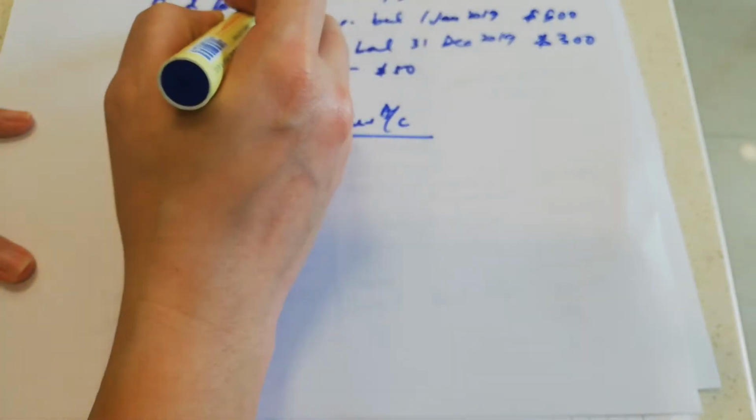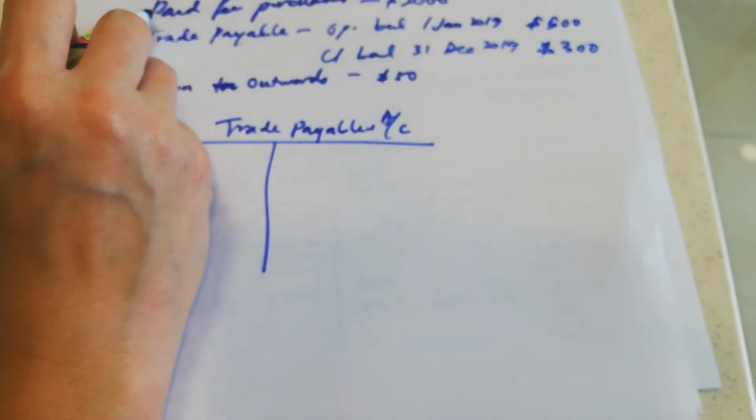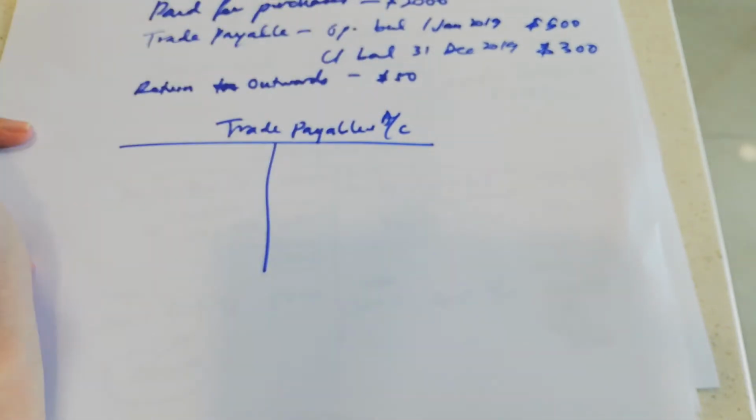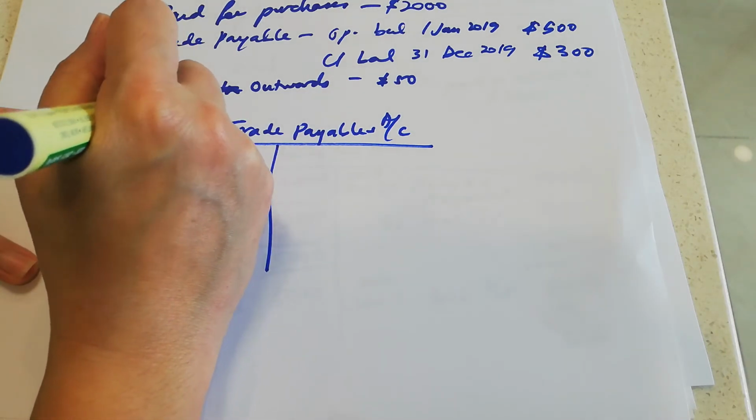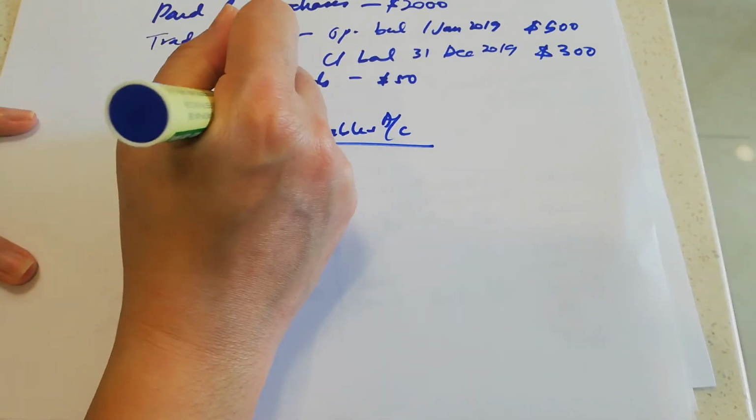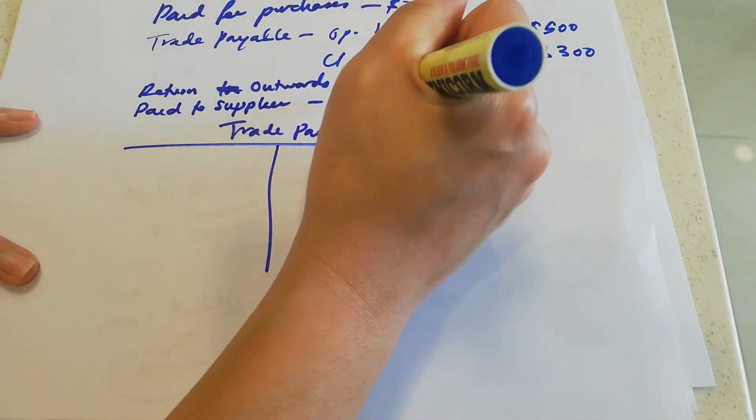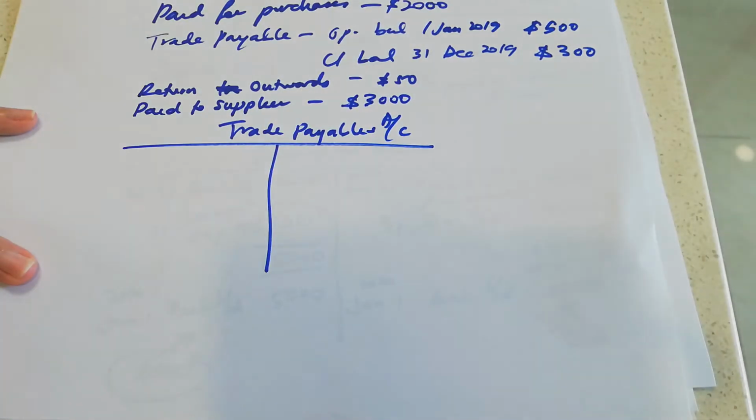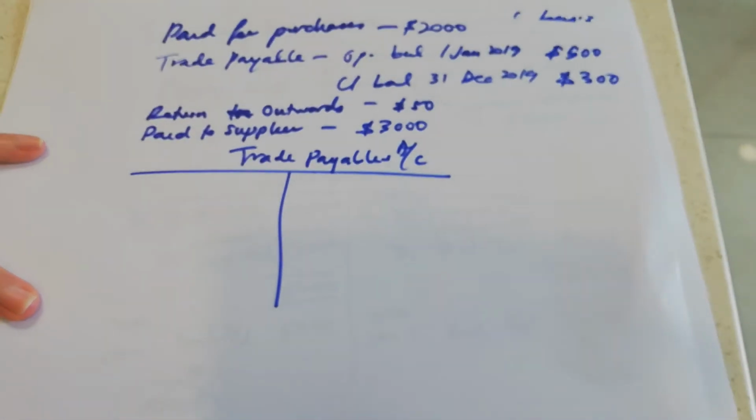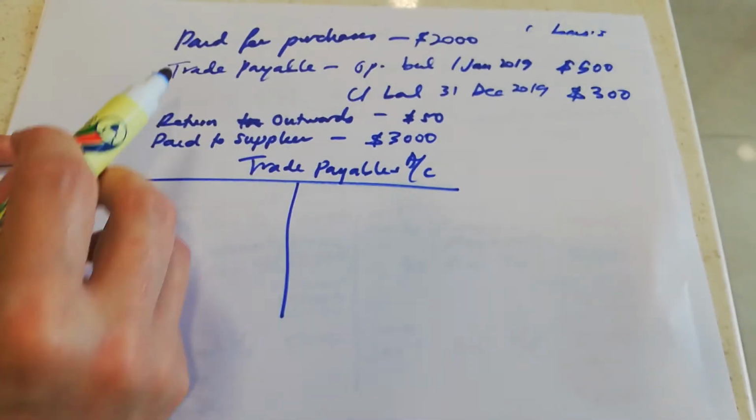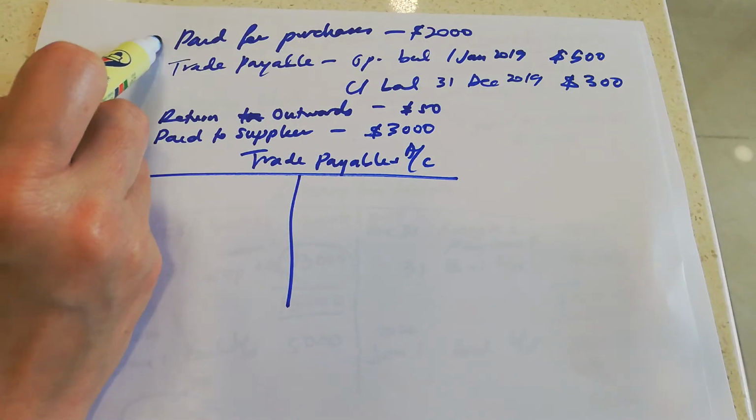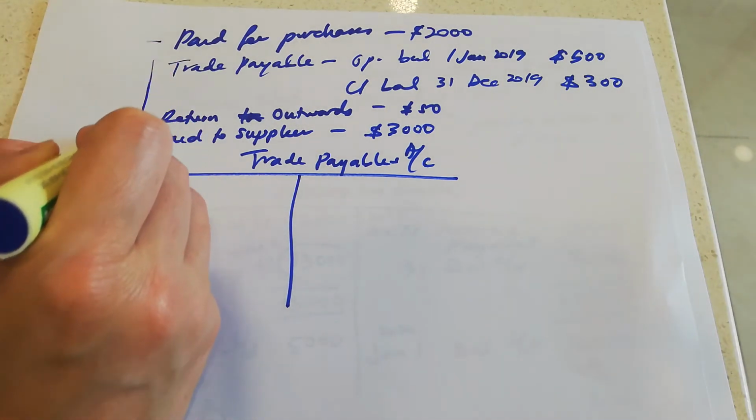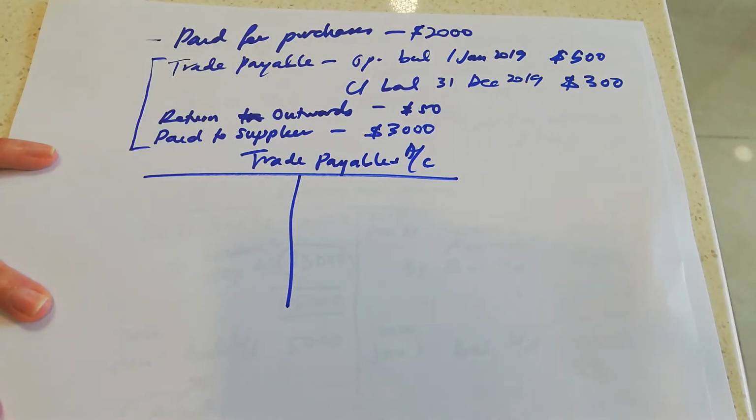Okay, let me just recap here. This one can be a bit confusing. When I said paid for purchases, this means cash purchases, but the question may give you other information, paid to supplier during the year of 3,000. Okay, so can you just look through again? These are all the information given by the question. This is cash purchases. This is all the information that would affect your trade payable account.